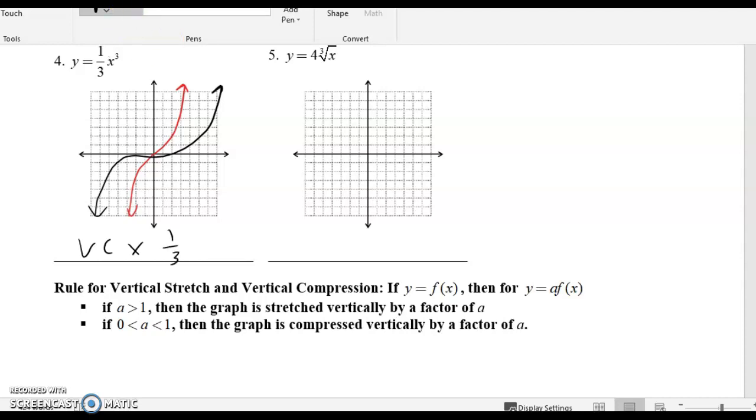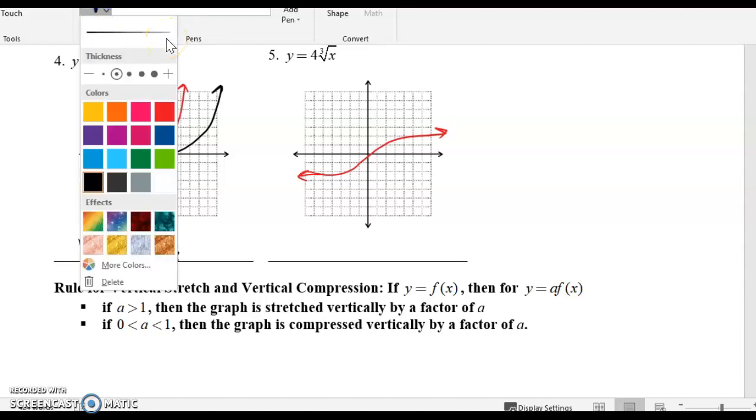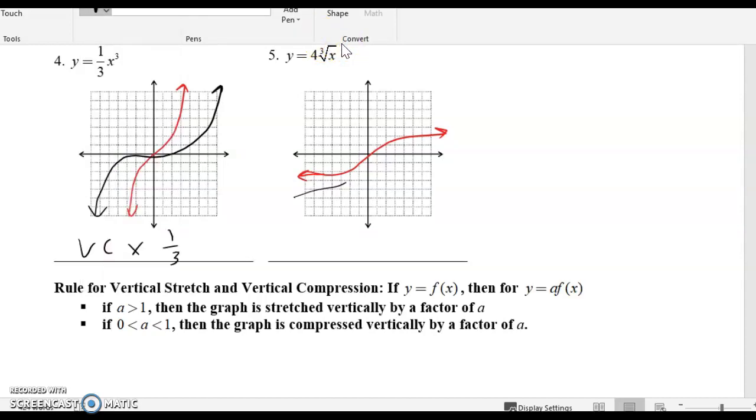And then last in this group, our parent graph looks like this, a roundabout. Again, we're not going for artistic ability here. We're just trying to see what's going on. What does a 4 out front do? Well, it's something up and down. It's multiplying, so it's a vertical stretch or compression. We're going to vertically stretch this. Vertical stretch by 4.